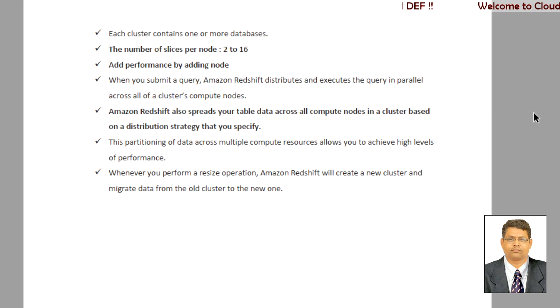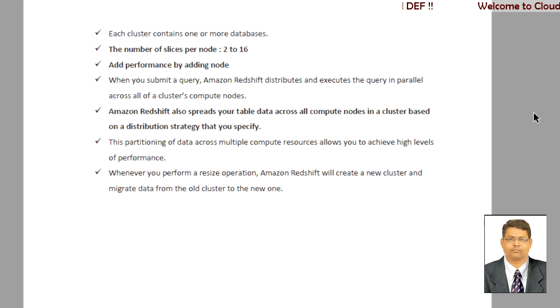Clusters. The core infrastructure component of an Amazon Redshift data warehouse is a cluster. A cluster is composed of one or more compute nodes. If a cluster is provisioned with 2 or more compute nodes, an additional leader node coordinates the compute nodes and handles external communication. Leader node. The leader node manages communications with client programs and all communication with compute nodes.